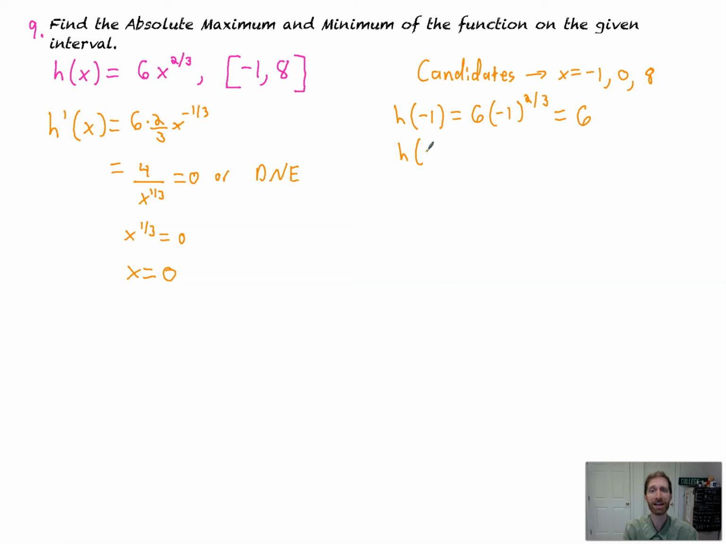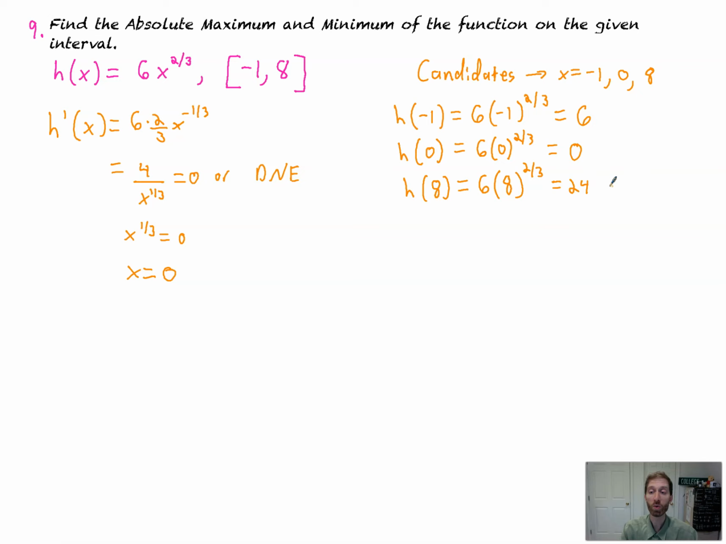Next candidate, so exciting, h of 0. That's not hard to do, right? 6 times 0 to the 2/3. Well, the cube root of 0 is just 0. So that can't be a maximum because 6 is higher. And we'll go h of 8. Let's see. I can hardly bear the anticipation. 6 times the quantity of 8 to the 2/3. The cube root of 8 is 2. Squared is 4. Times 6 is 24.